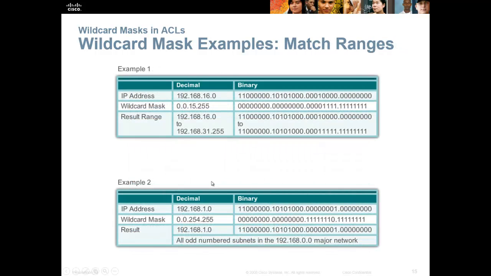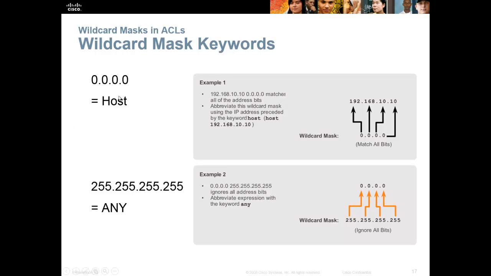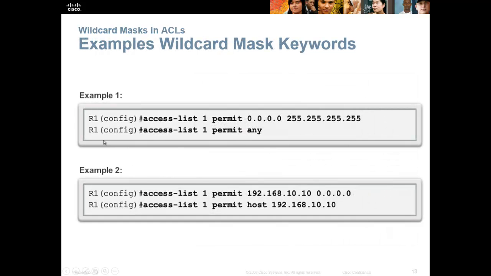So just remember, all zeros would mean one specific host, and instead of using that, I can just say host. And with all the 255s, it means anything, so I can just use the word any. So here's an example. Access list 1, permit anything 255.255.255.255, so I can just say permit any. Or access list 1, permit 192.168.10.10 0.0.0.0, or access list 1, permit host 192.168.10.10.